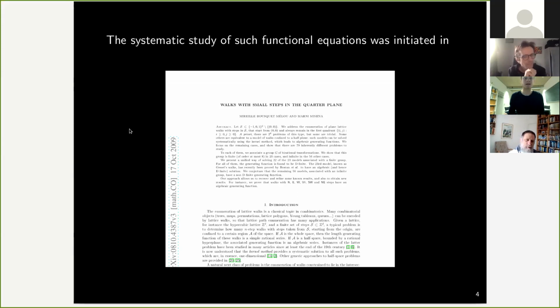So I don't want to give an overview of this classification. I just want to mention one aspect, namely that there are 2 quantities which can be associated with the functional equation, which capture quite well the nature of the generating function.